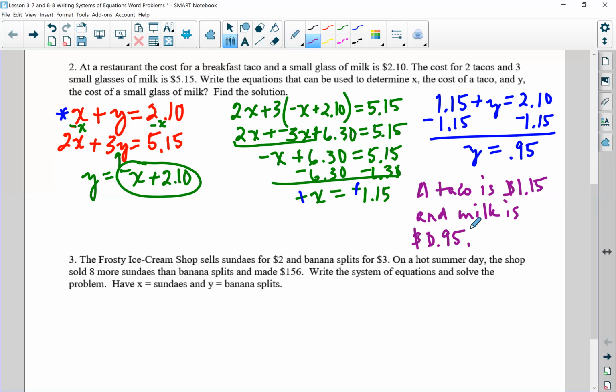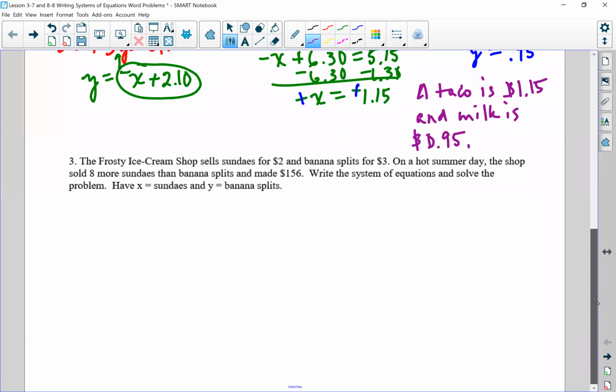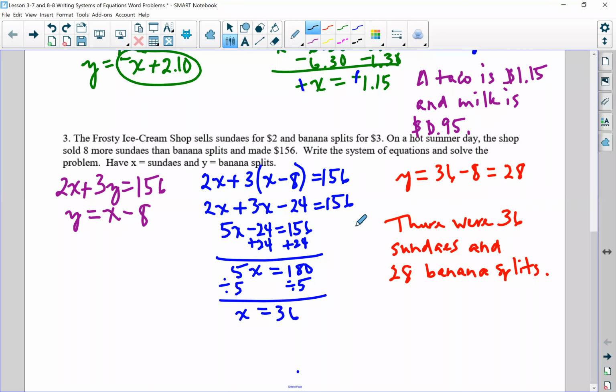Alrighty. I hope you've done 3 and 4. If you haven't, please just quickly pause the video and get that finished so you can check your answer in just a second. All right, let's take a look at your answers. For number 3, you should have gotten 36 sundaes and 28 banana splits. Now take a look at how I did mine. Oh no, this one I did normally, didn't I? It's the next one that I did differently. Okay, this one's very straightforward. Now let's take a look at number 4.